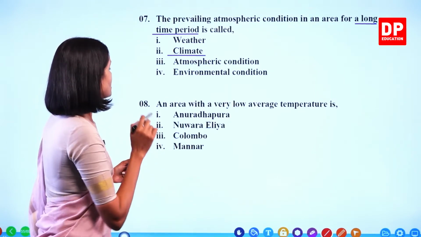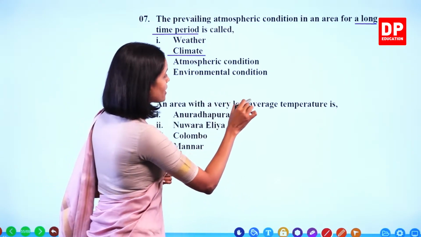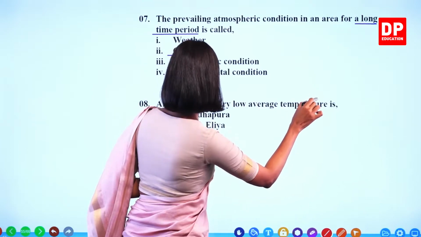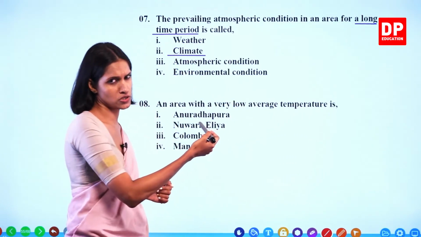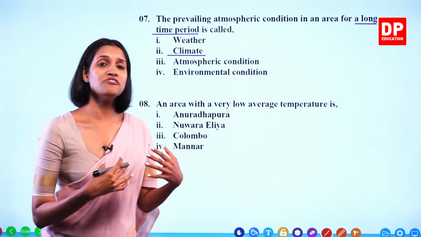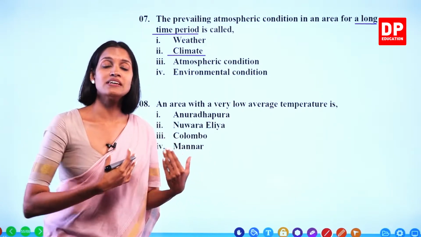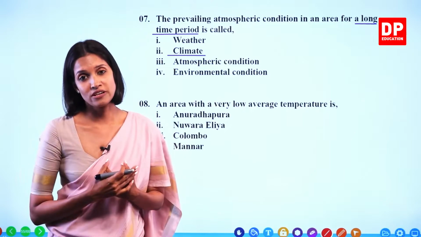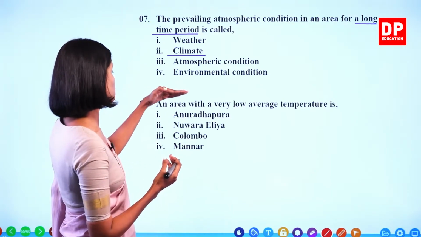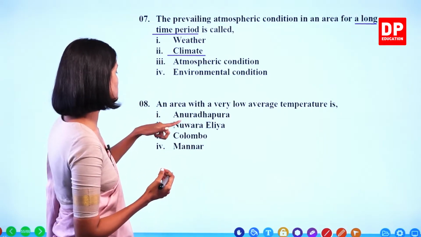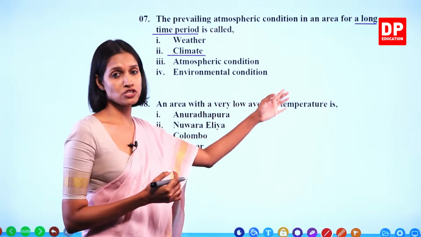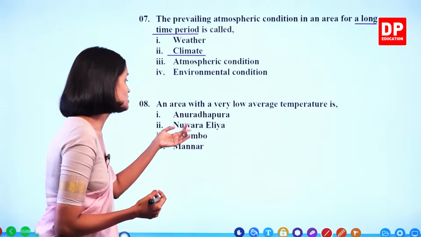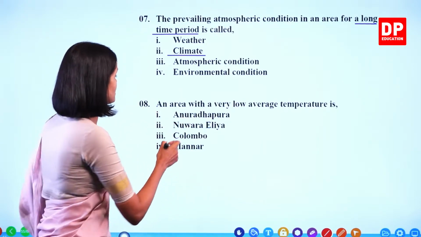8. An area with a very low average temperature is. Right? In different cities, basically the climate is different. Okay, so when you consider the 4 cities given, Anuradhapura, Nuwara, Colombo, Mannar, area with a very low average temperature, it's obviously Nuwara. It's a very cold area.